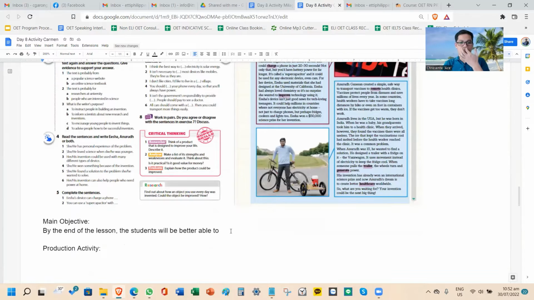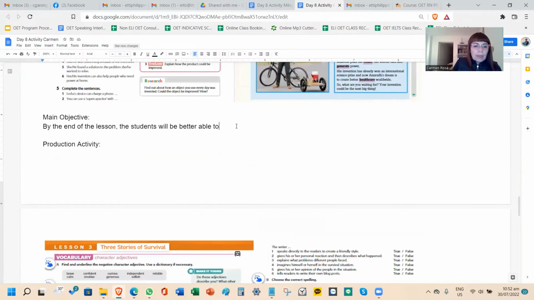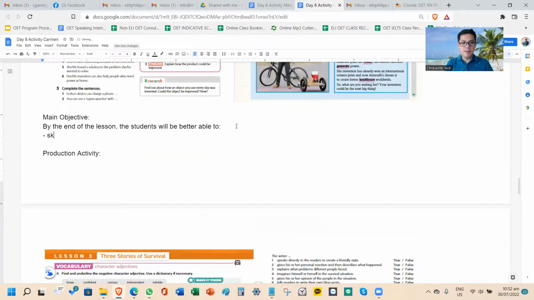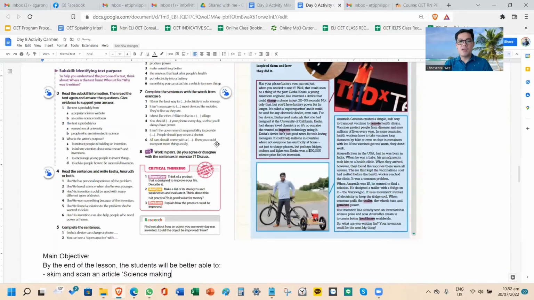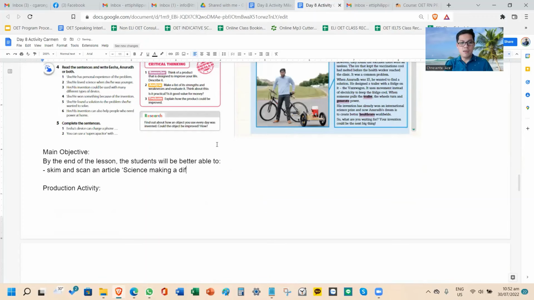Science Making a Difference. So that's what you be able to skim and scan an article, Science Making, was it? Science Making a Difference. And then your second would be what?